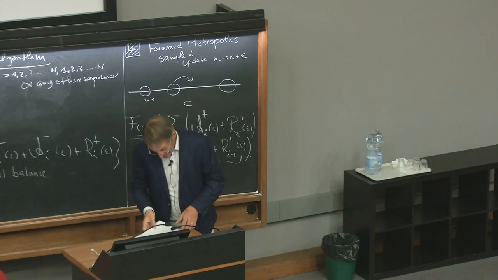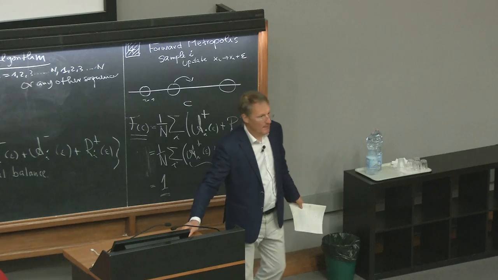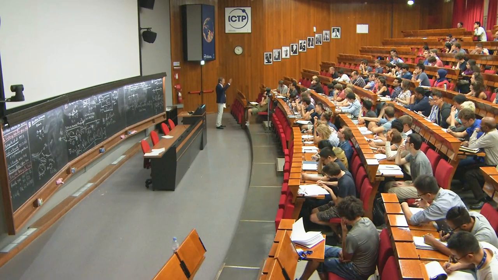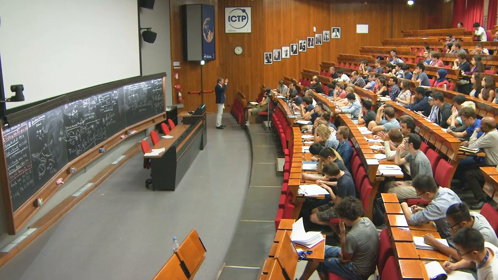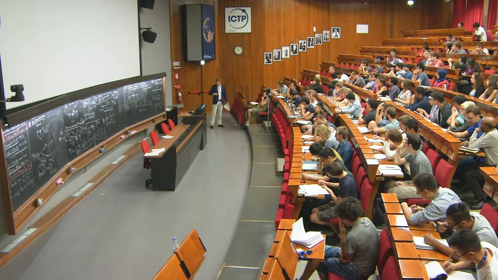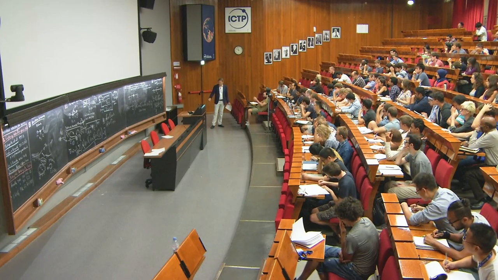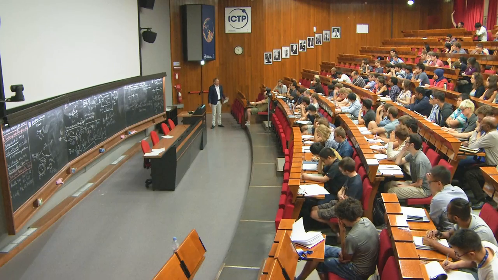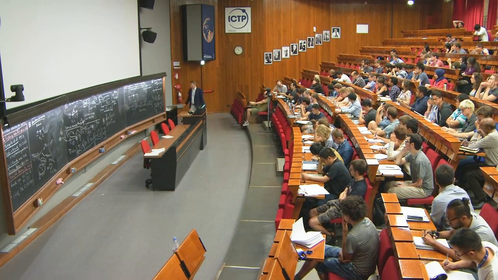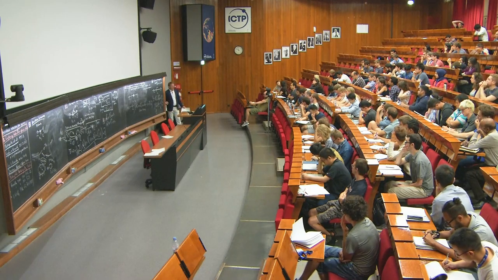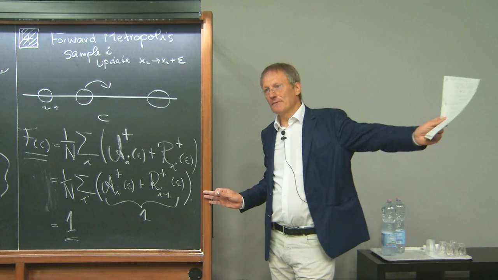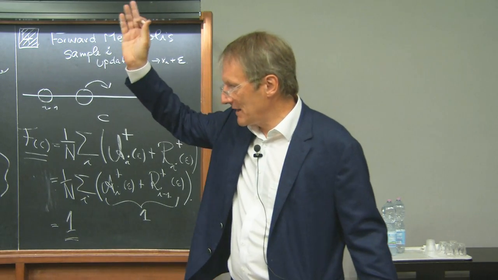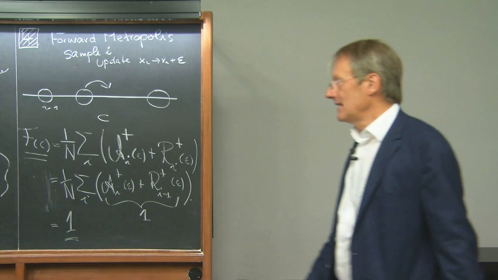So this means that the forward Metropolis algorithm, consisting of sampling I and moving only forward, also satisfies the global balance condition. I'll show you a little later that this algorithm is really interesting, because in the limit of n going to infinity, it is much faster than the other algorithms.